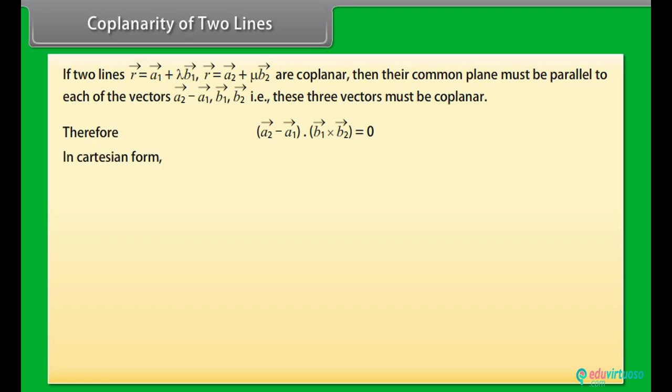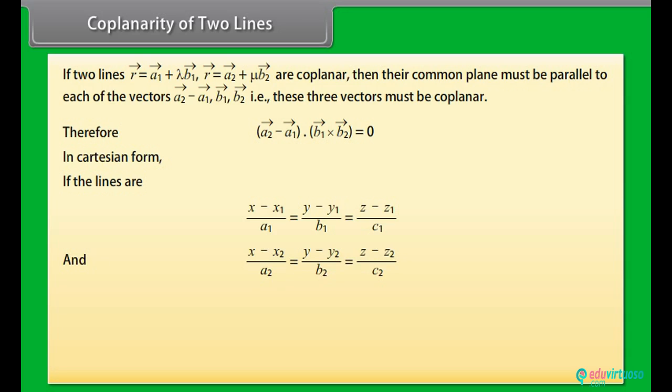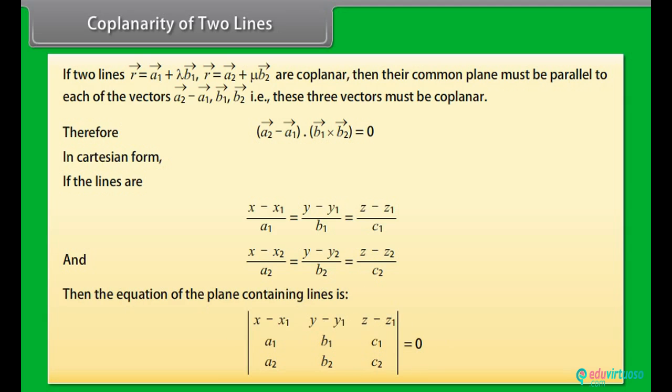In Cartesian form, if the lines are x minus x1 by a1 equals y minus y1 by b1 equals z minus z1 by c1, and x minus x2 by a2 equals y minus y2 by b2 equals z minus z2 by c2, then the equation of the plane containing the lines is the determinant, row-wise.